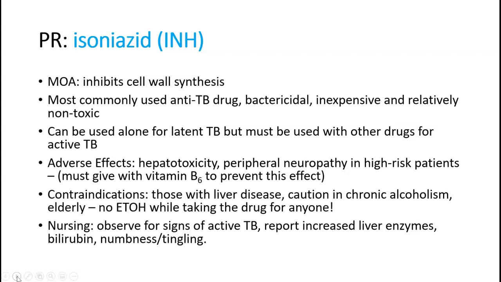Okay. Adverse effects, you're going to notice a theme as we go through these 3 drugs, and the theme is hepatotoxicity. This drug also happens to have peripheral neuropathy in high-risk patients. Again, high-risk patients would be people who are at risk for hepatotoxicity. In high-risk patients that we think may get peripheral neuropathy, we will give them vitamin B6 along with the drug, and that seems to help prevent that effect.